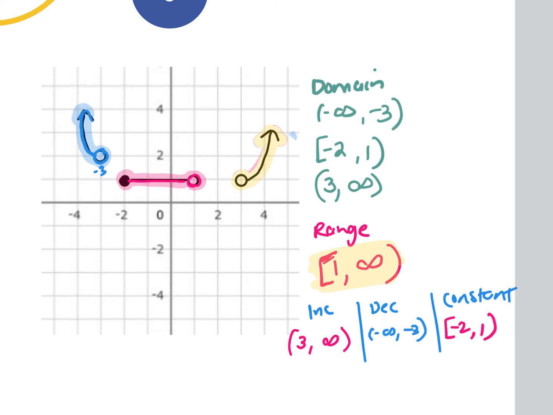For that one, why wouldn't you say that the range is negative 1? Because you're doing the y values. So the y starts there, right? Lowest to highest. Range is y. The increasing, decreasing, constant, and domain are both x's. But the range is the y. Lowest point to highest point.